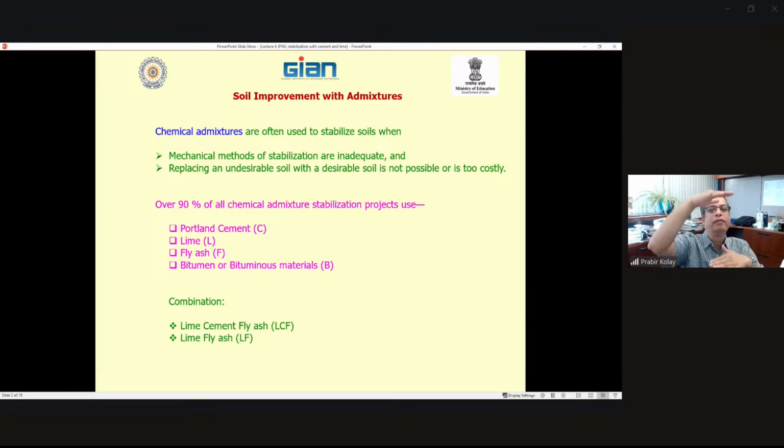For example, we have a huge depth of soft clay, and one method we mentioned earlier, replacing it with good soil, is sometimes not possible because the depth is too great. Then you can improve only some portion of the topsoil by using chemical admixtures. That is a viable option. Sometimes people use these chemicals, Portland cement, lime, or fly ash, or a combination of two or three of them together.